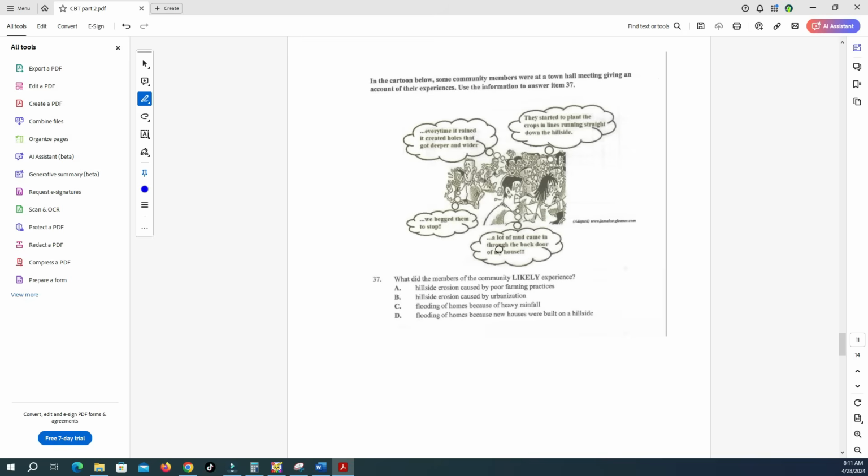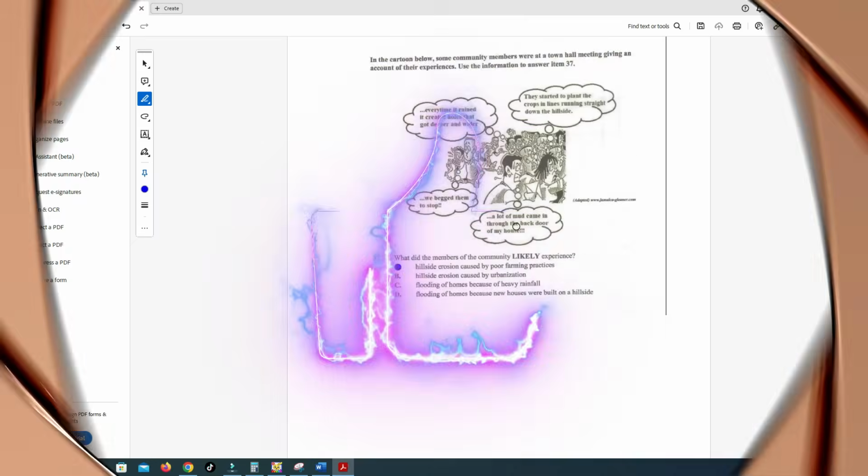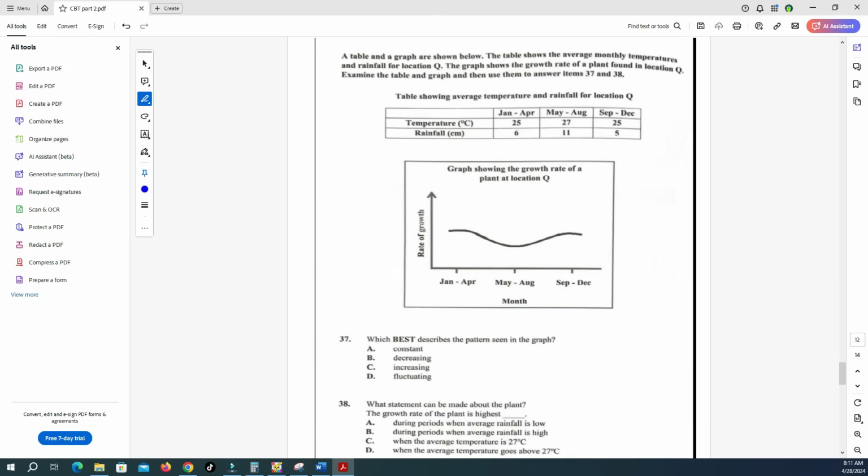We begged them to stop. A lot of mud came in through the back door. This sounds like some planting where you're not contouring, so it's going to wash the soil down. So what did the member of the community likely experience? Okay, so hillside erosion caused by poor farming. I say that that's it. Yeah, don't have to go any further.